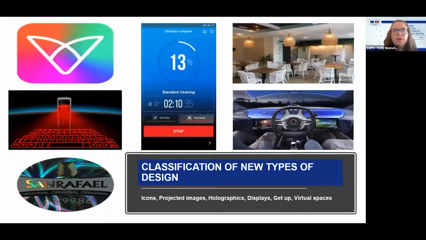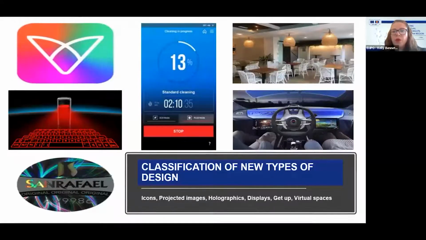The design in the middle of the screen of a display would be classified in class 14.4 as a graphical user interface. And when we move on to the arrangement of an interior of a room, this we would accept and classify in class 32.00 as get-up or arrangement of the interior of a room. And finally, this is one that we are also struggling with at the moment. We have the image here of a virtual space or get-up.